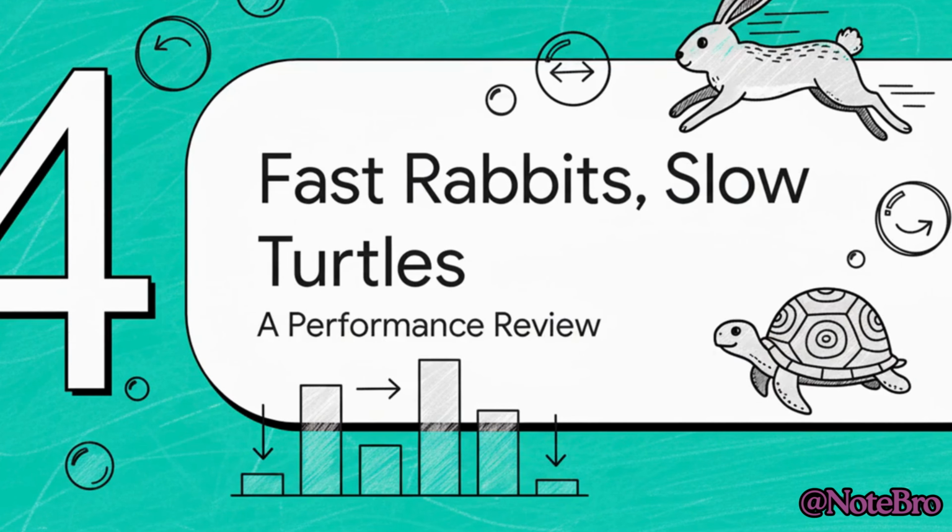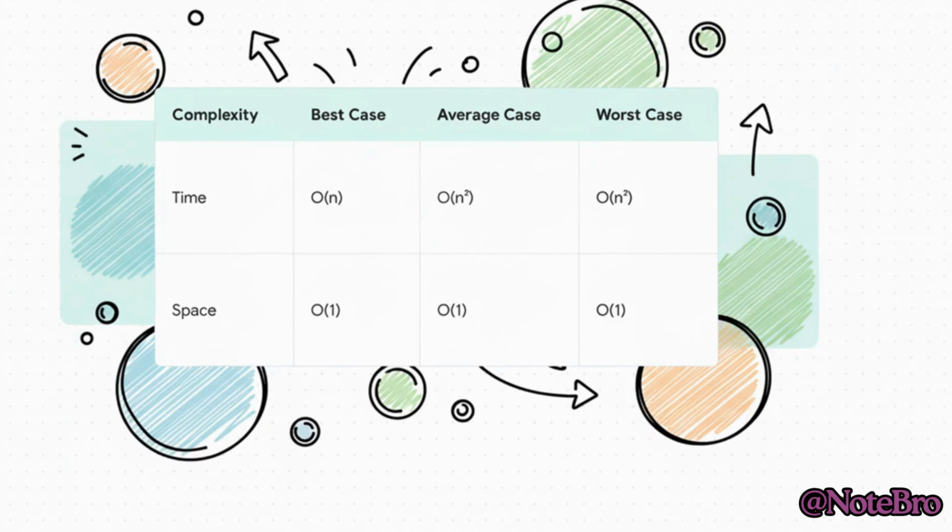Okay, so now we know exactly how it works. But that leads to the million-dollar question, is it actually any good? I mean, is it fast? To answer that, we need to talk about its performance. And that brings us to this great analogy of fast rabbits and slow turtles. So this table tells the whole story using something called Big O notation, which is just a way to talk about how efficient an algorithm is.